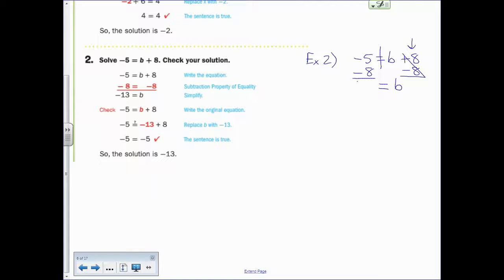Now we need to take negative 5 and negative 8. Following our integer rules, we know same signs mean to add and keep the sign. So we're going to have a negative answer, and we're going to add 5 and 8 together, and that's going to give us negative 13. So the solution to our equation is negative 13 equals b. If you like, you can rewrite it as b equals negative 13, if that makes you feel better about it.